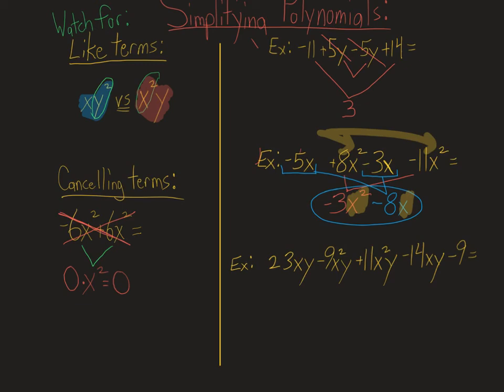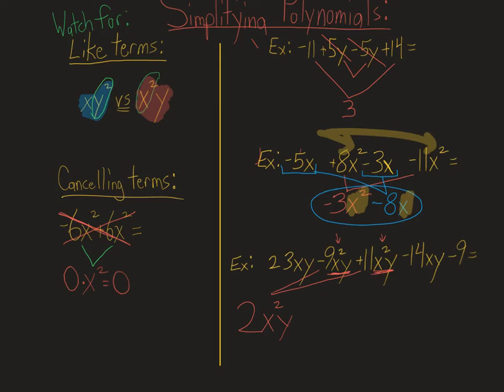All right, last one. I'm looking through, and I'm going to start with my squareds. Just start with writing it in that standard form. And these are both the same, x squared y, so those will combine. And I've got negative 9 plus 11. It's going to give me 2 of those.